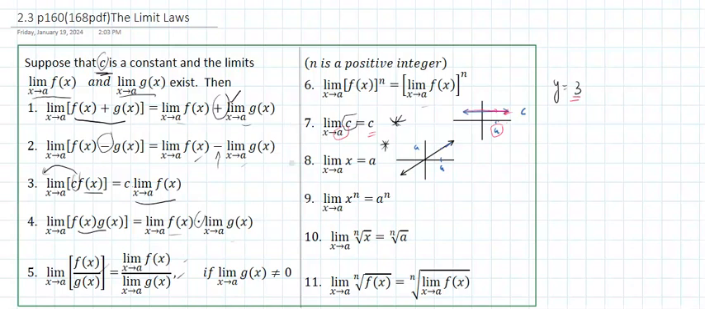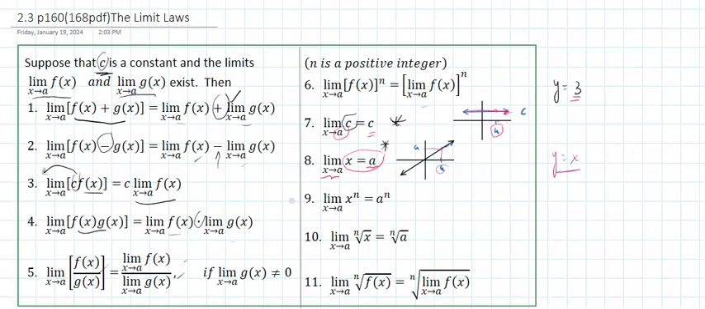And this one comes up as well. If you have y equal x, a straight line, whatever x is approaching, y is approaching. If x is approaching 5, y is approaching 5. If x is approaching 3, y is approaching 3. Those are two special cases.